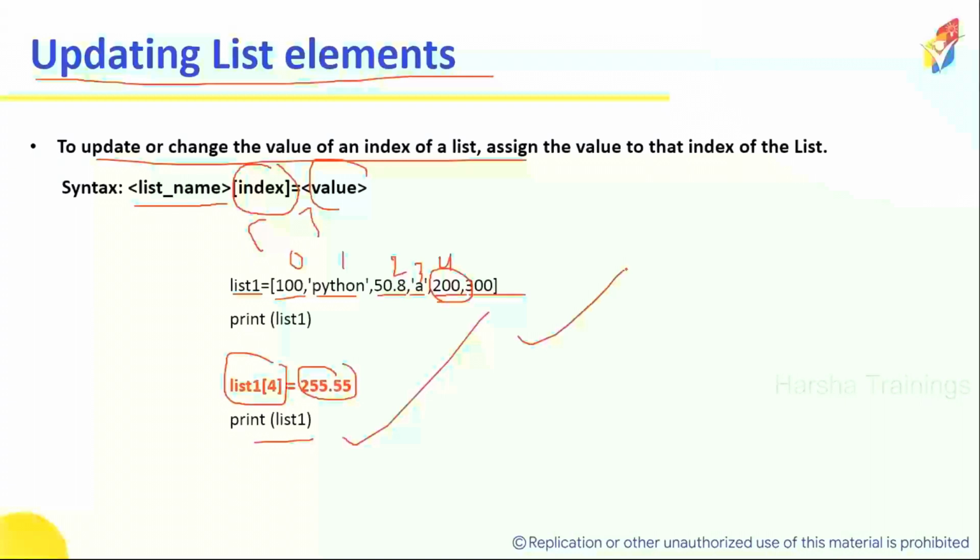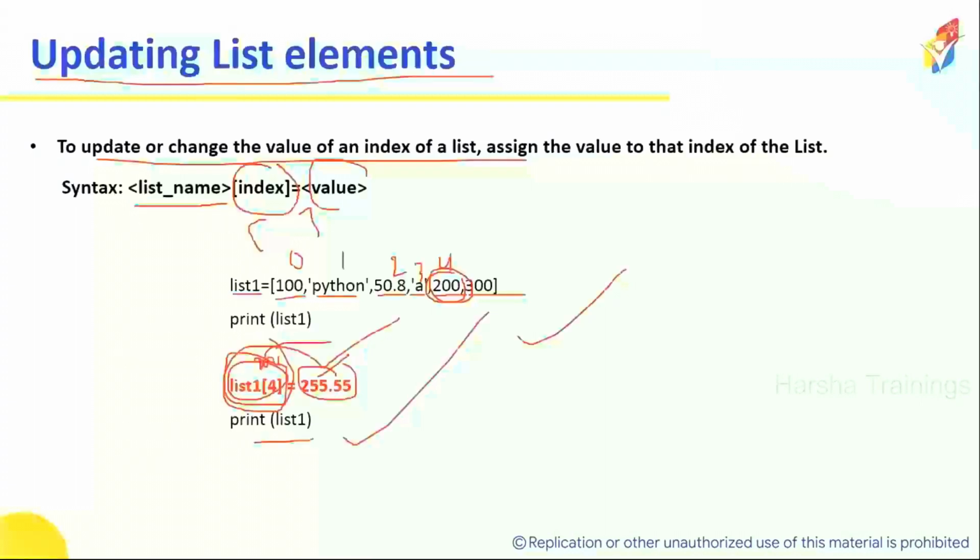How is it updated, sir? What is the meaning of list 1 of 4? Can you please tell me? List 1 of 4. Is it 200? Yes. Now, in the 200 place, I am replacing 255.55, right to left. Whatever value is in 200 will be replaced with 255.55. Got it? It's updated.